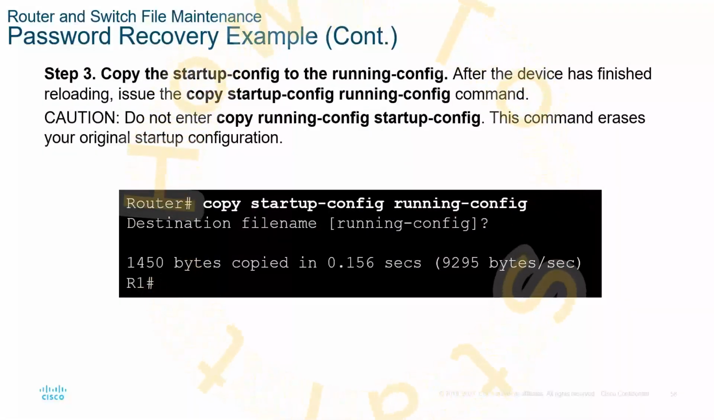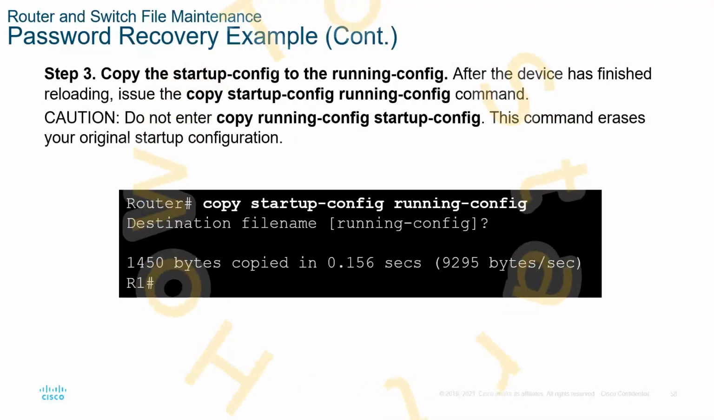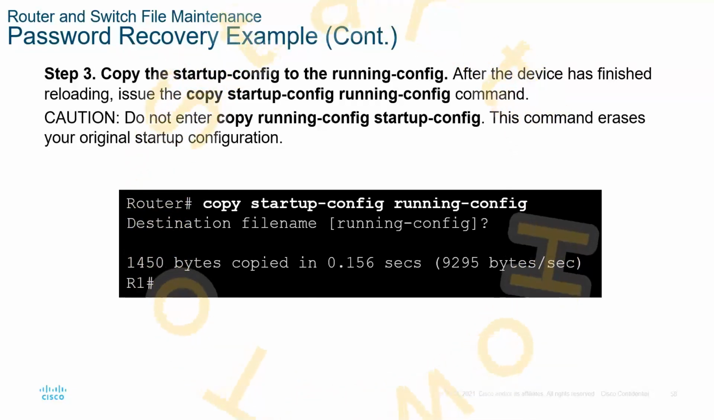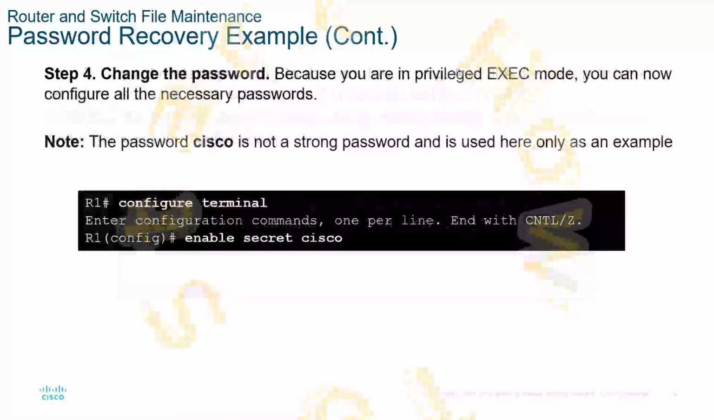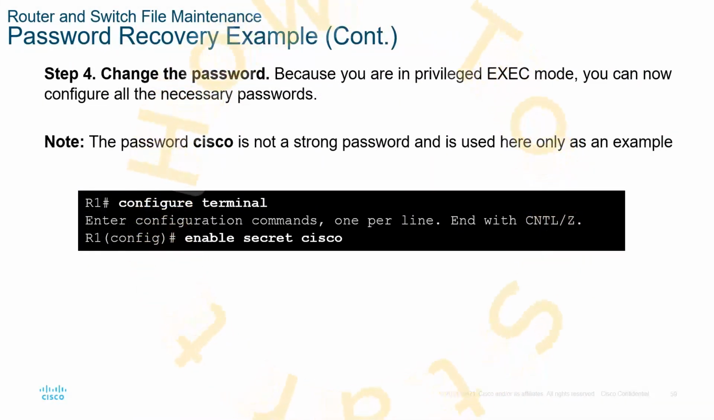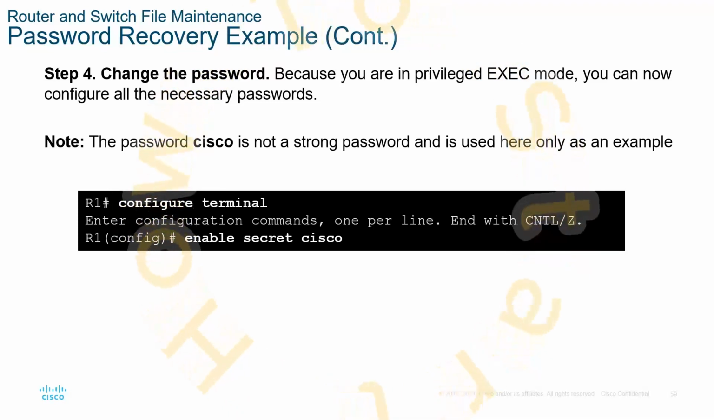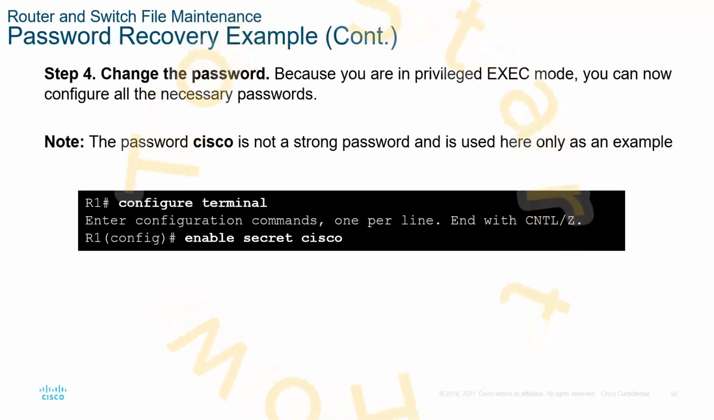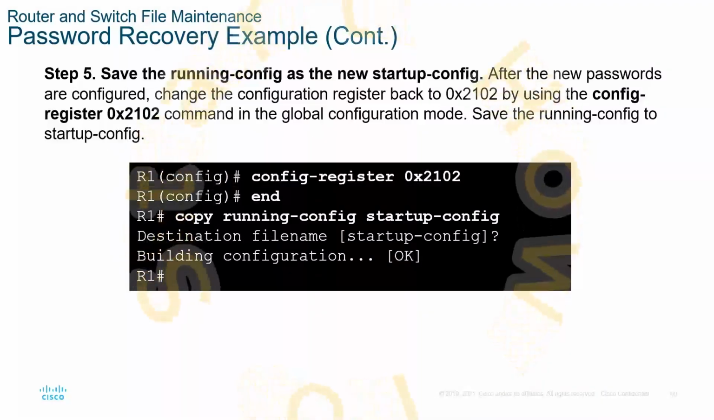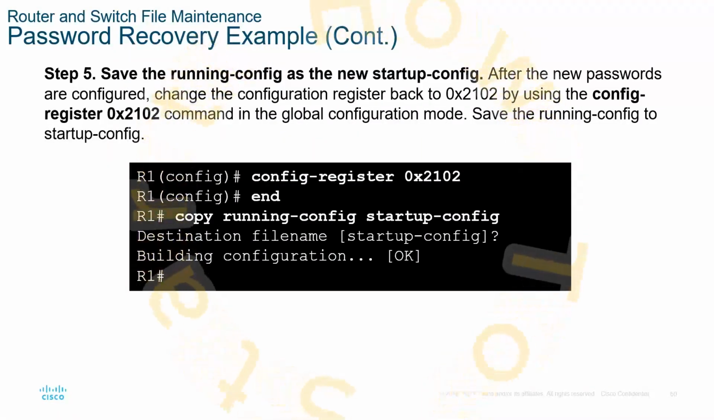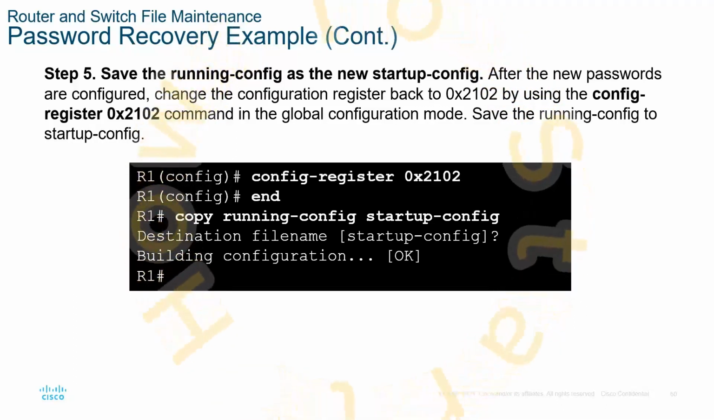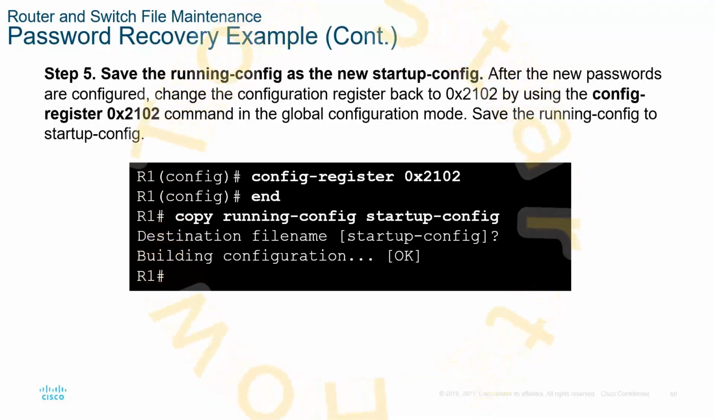From there, you would copy the startup config to the running config. That bypasses the password function. You'd be allowed to configure the terminal, and from there, you're at global configuration. You can change the password. Once you change the password, you want to save it again, so a copy run start, and reload the device. That is normally how you do it.